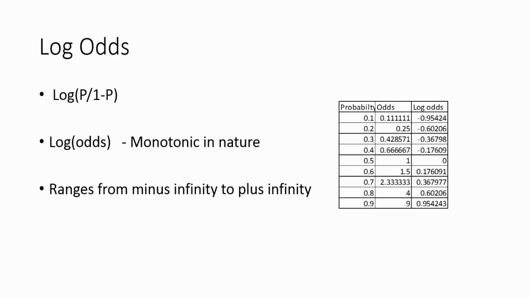And then, it's a very simple transformation. It can be explained very easily. So these are the two reasons why we actually model log odds instead of the actual probability value in logistic regression.